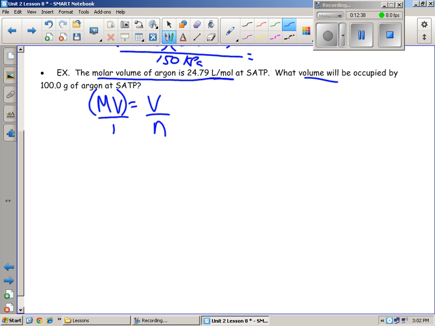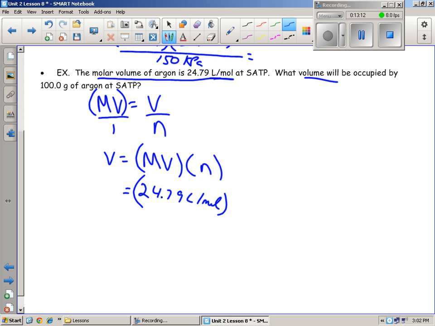Remember, this is one variable there. It's called molar volume. Okay, we can't use big M, we can't use V, because big M is molar mass. V is volume, liters. This is not that. This is molar volume. It's all one thing. Okay. So, cross multiplying, and I have basically the molar volume times n. Well, I know the molar volume. It says right there, the molar volume of argon is 24.79 liters per mole of argon, okay, at SATP. What volume will be occupied by 100 grams of argon?